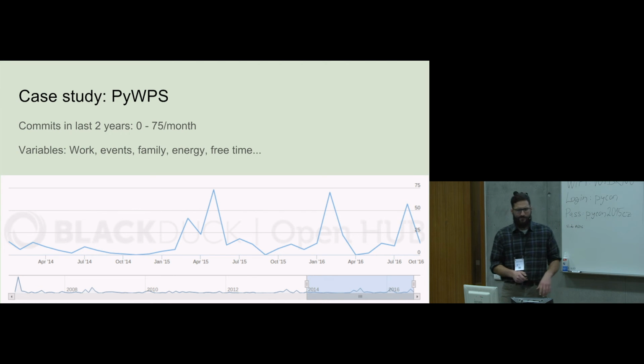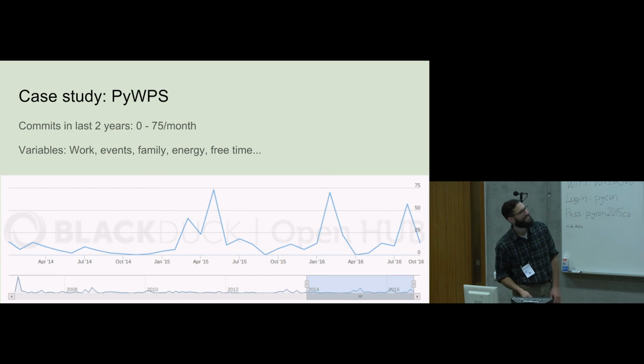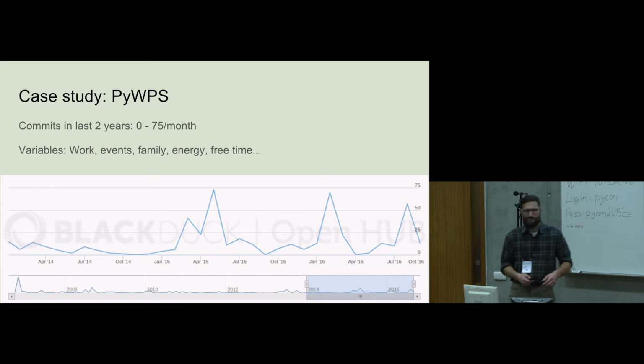Case study PyWPS project. Those would be the last 2 years of commits. And there are from 0 to 75 commits in a month. What does it influence? Yeah, I had no energy, I had to invest time in family, I had no free time, I had to do my job, I had to make some money, for example, and so on. So those would be the periods when I wasn't burning out, but apparently I had no time.